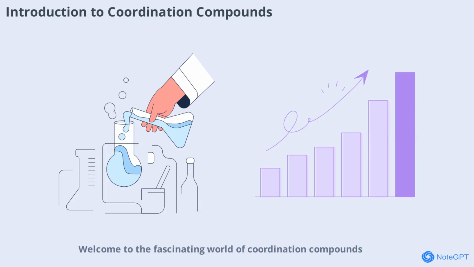Welcome to the fascinating world of coordination compounds. These unique chemical structures play a vital role in both nature and industry. Coordination compounds, also known as complex compounds, consist of a central metal atom or ion surrounded by molecules or ions called ligands. Their study not only deepens our understanding of chemistry, but also opens doors to innovations in medicine, materials science, and environmental technology. In this video, we'll explore what makes coordination compounds so special, how they're formed, and why they matter. Let's embark on this journey to uncover the secrets behind these chemical marvels.